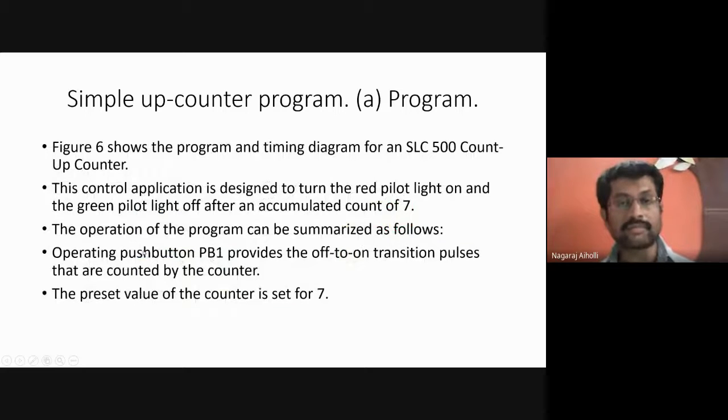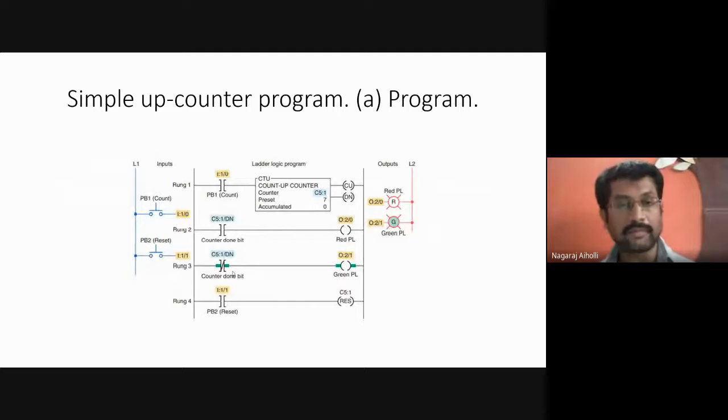The operation of the program can be summarized as follows. Operating push button PB1 provides the off to on transition pulses. They are counted by the counter. As the PB1 switch is pressed, the counter counts based on the number of presses made on the PB1 switch.